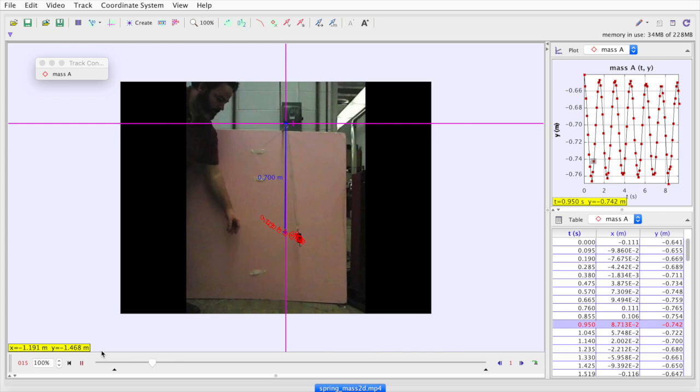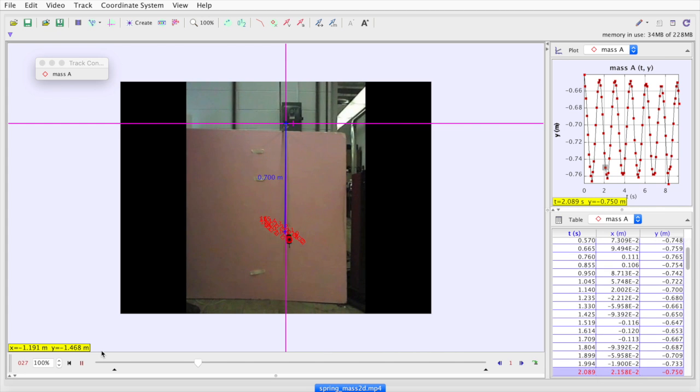So this is the video that we analyzed in Tracker. We are given that the spring has a static equilibrium length of 0.7 meters, that the time between frames is 0.095 seconds, that the origin is the attachment point, and that the mass of the object is 0.402 kilograms.